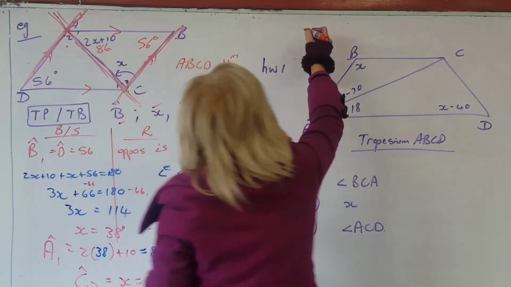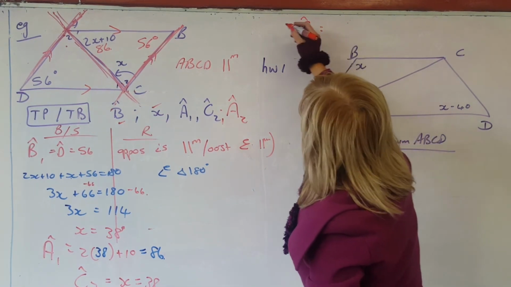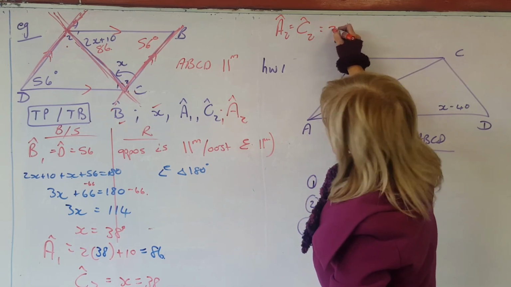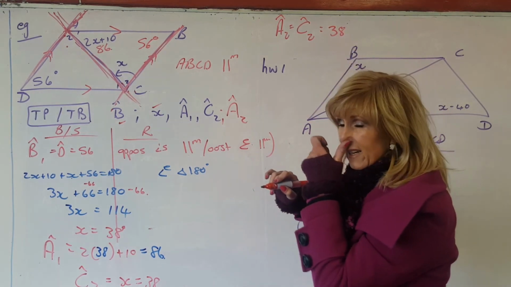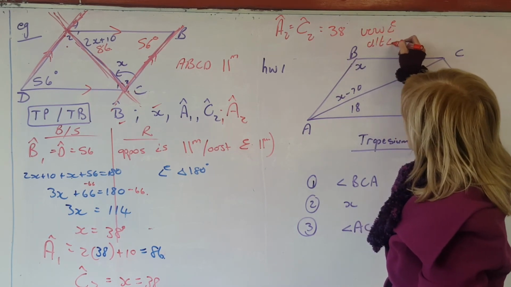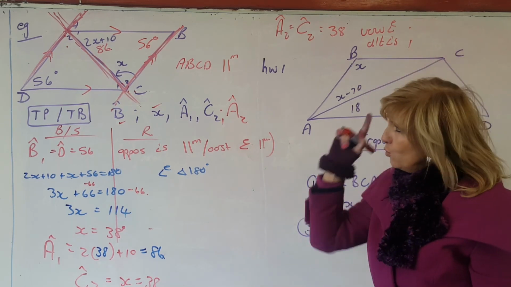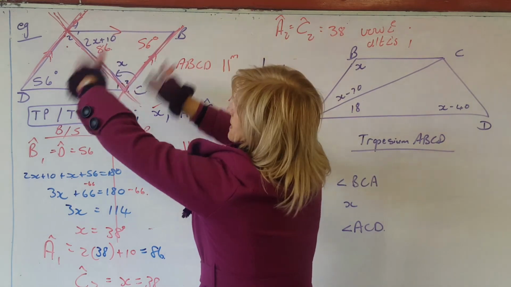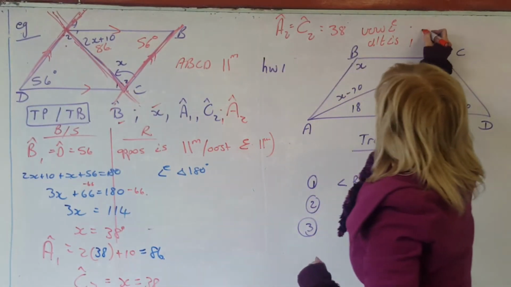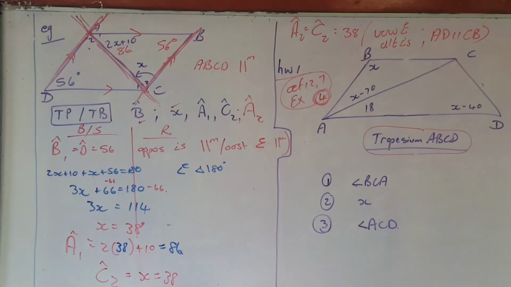So C2 would be equal to A2, or A2 would be equal to C2, which was equal to X, which was equal to 38. Hoekom is dit dan so? Want dis verwisselende hoeke, it's alternate angles. Because of which parallel lines, and now I'm going to catch you out. Which parallel lines? Dis die ewewydige lyne. So it's AD and BC that are parallel.